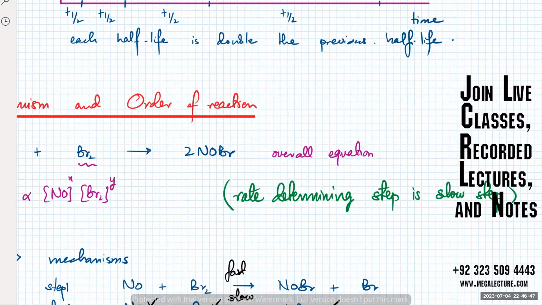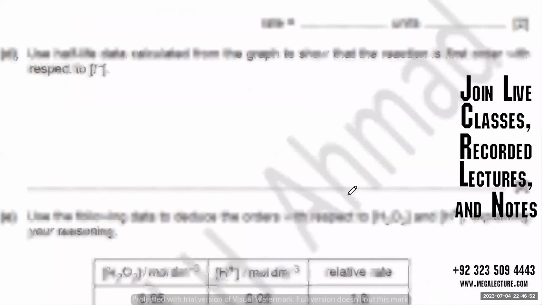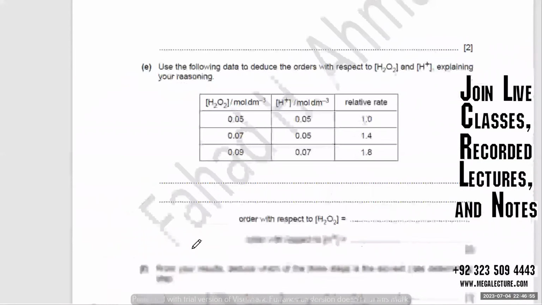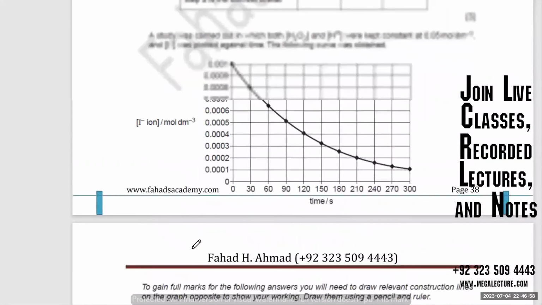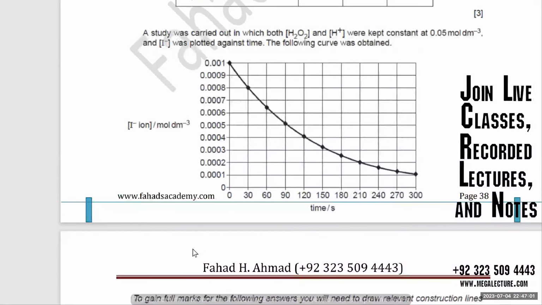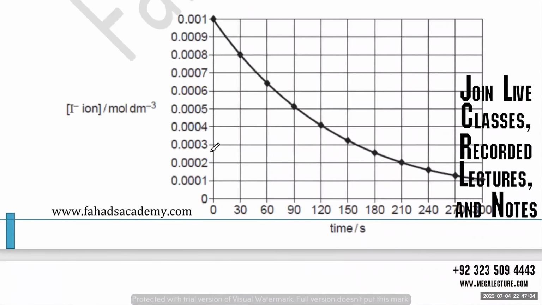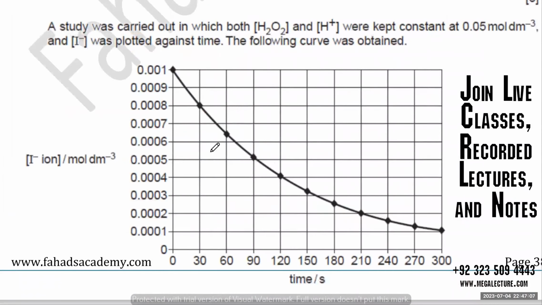Okay? Any other questions, just a second. Over here he's plotting, keeping the two reactants constant. How do you keep them constant? By putting them in large excess, so their concentration remains almost constant throughout the reaction, right? And he plots the graph of I minus with respect to time. Can you measure the half-life of this graph?